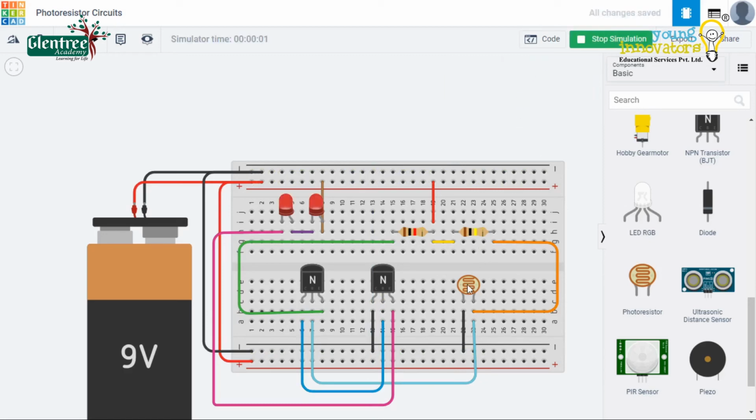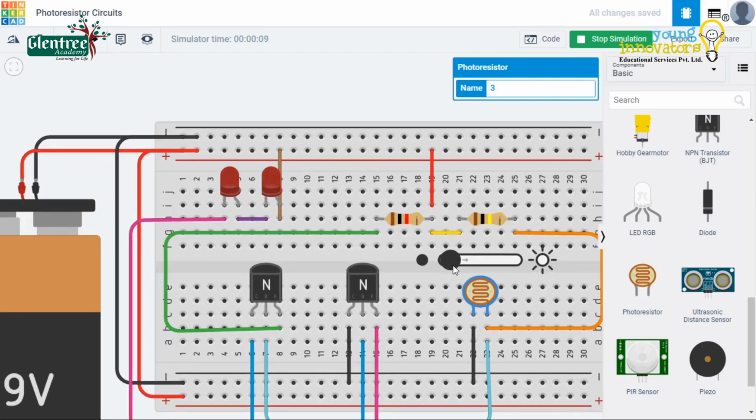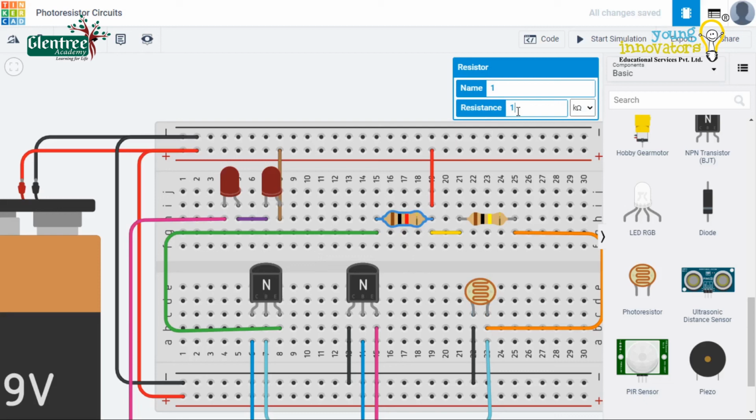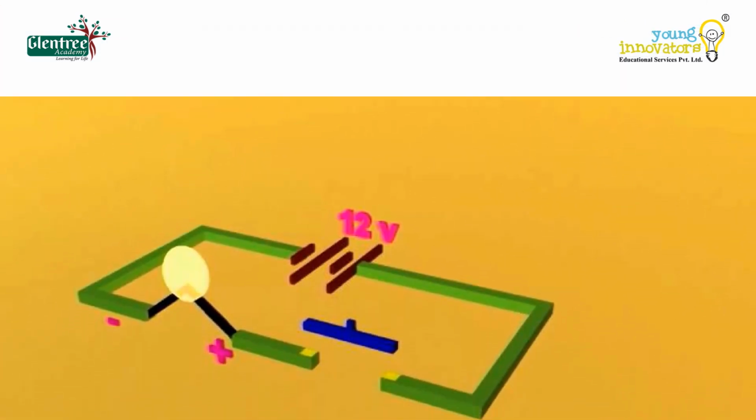Let's start the simulation. The LED turns on. The light-dependent resistor is used to sense the intensity of light. When the intensity of light falls below a minimum level, transistor 1 turns on, which in turn turns on transistor 2. A 9-volt battery is used to power the circuit here. You can increase the number of LEDs also. The transistor here is used as a switch.